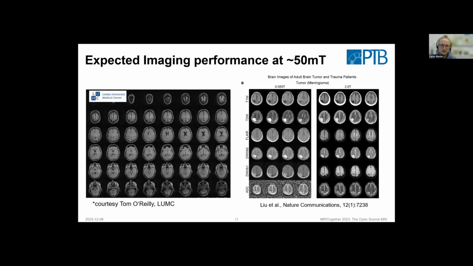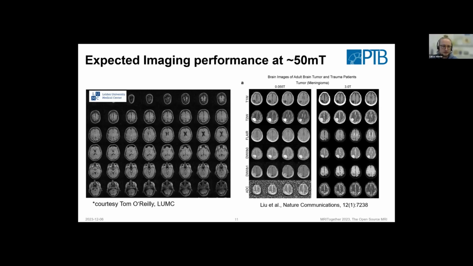And when we look at the imaging performance of this 50 millitesla system, Tom showed these images as well, and then you can compare them to some more clinically relevant images. It's a nice paper from the Hong Kong group, which shows some tumors at 55 millitesla, so very similar field strengths, and then compared to 3 Tesla. So you definitely have some information there. And of course, you can argue or think about what is better in the end, which field strengths. Yes, we can still have these discussions.